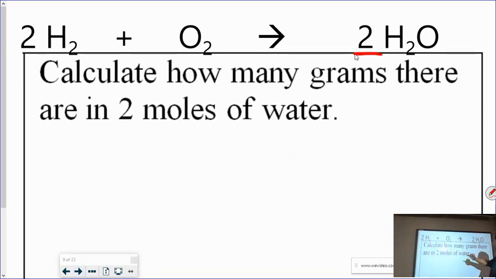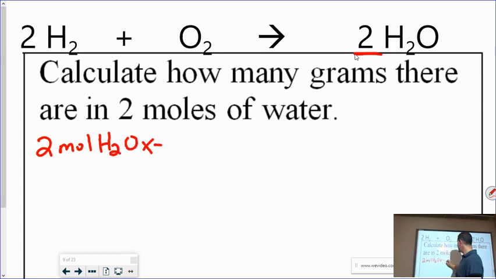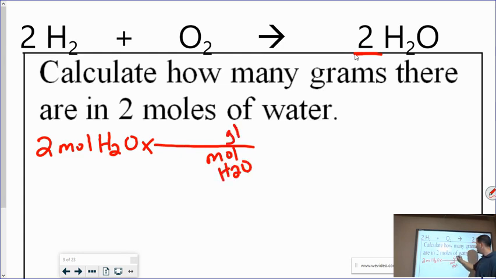So the 2 is coming from right up here. We start off with 2 moles of H2O, multiplication sign, division bar, mole H2O, gram H2O. This is nothing new. This is what we learned in our last unit. The mass of water is 18.00 grams per mole. That's the mass of 2 hydrogens and 1 oxygen.